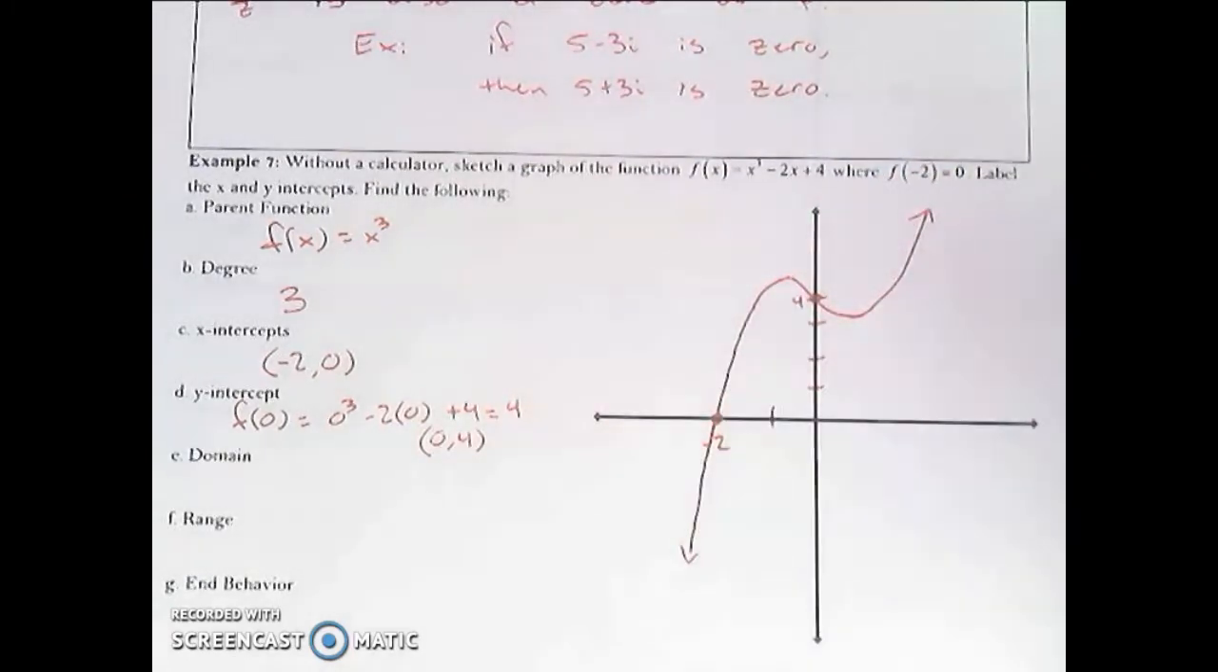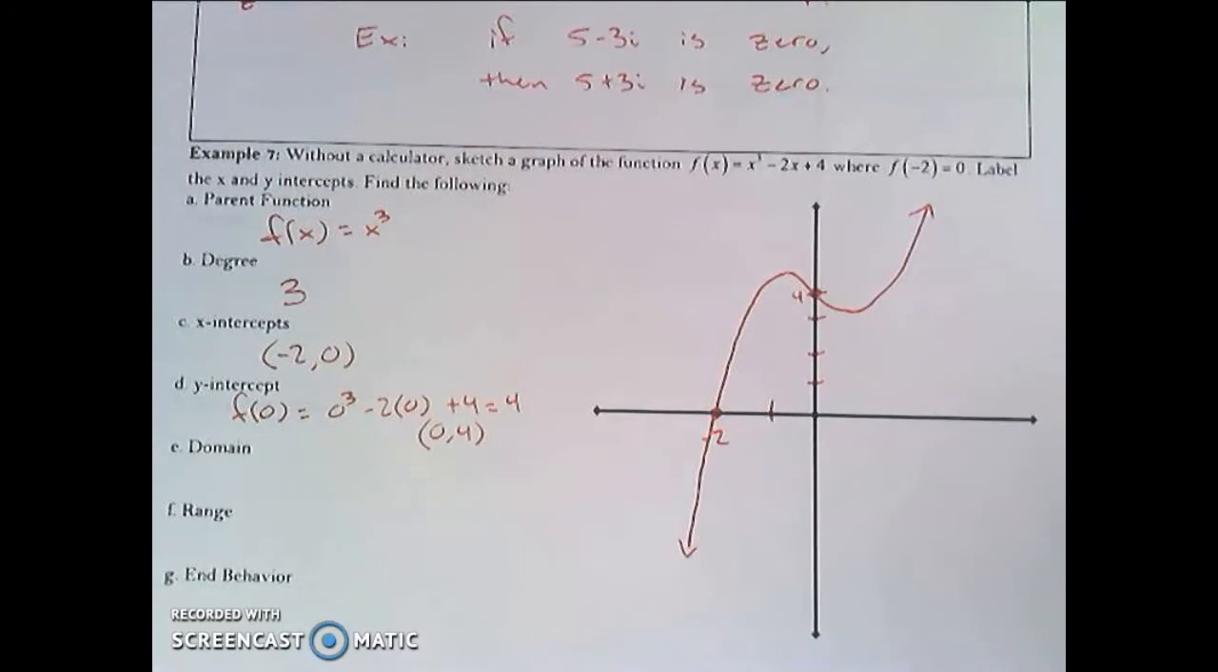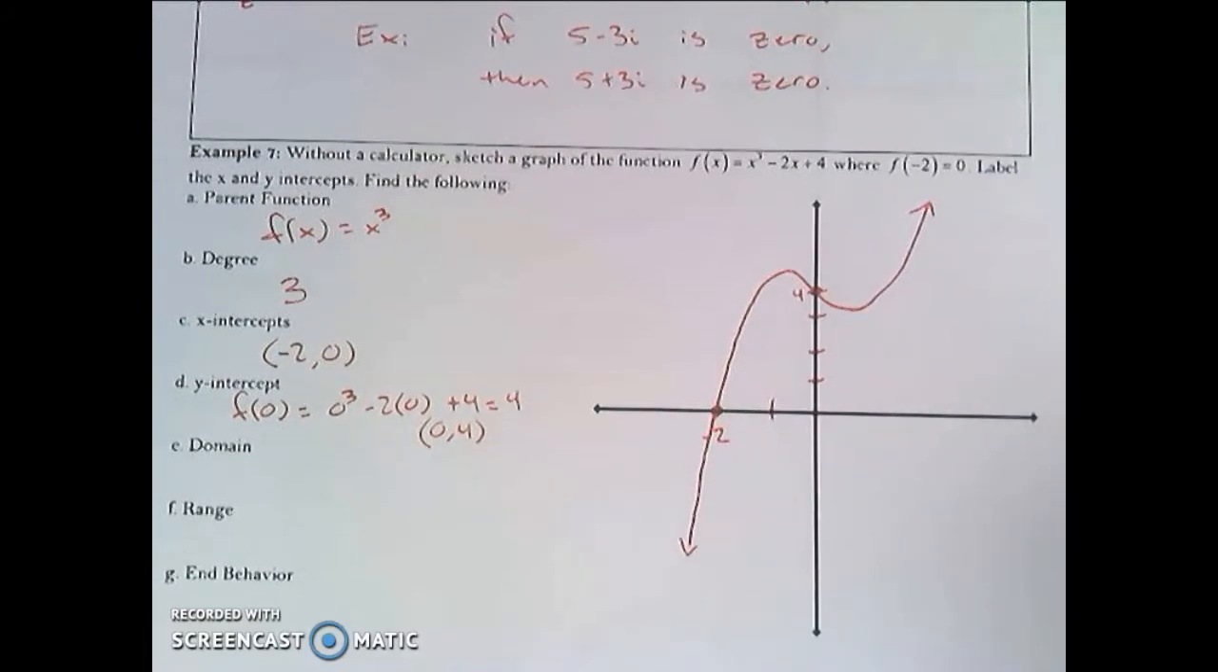So a sketch of the graph. It doesn't have to be perfect, just a sketch of the graph. Make sure it crosses through each of these points. We get the general shape of the graph, and that the end behavior follows.